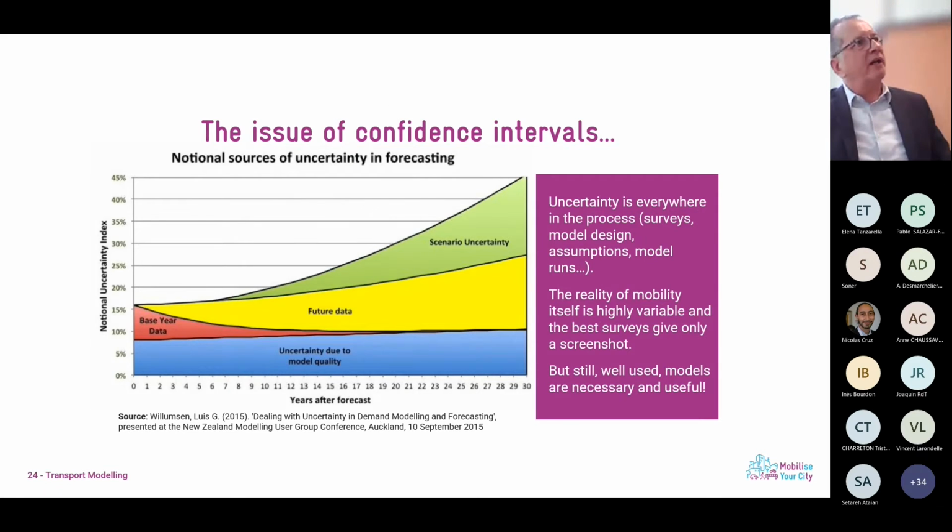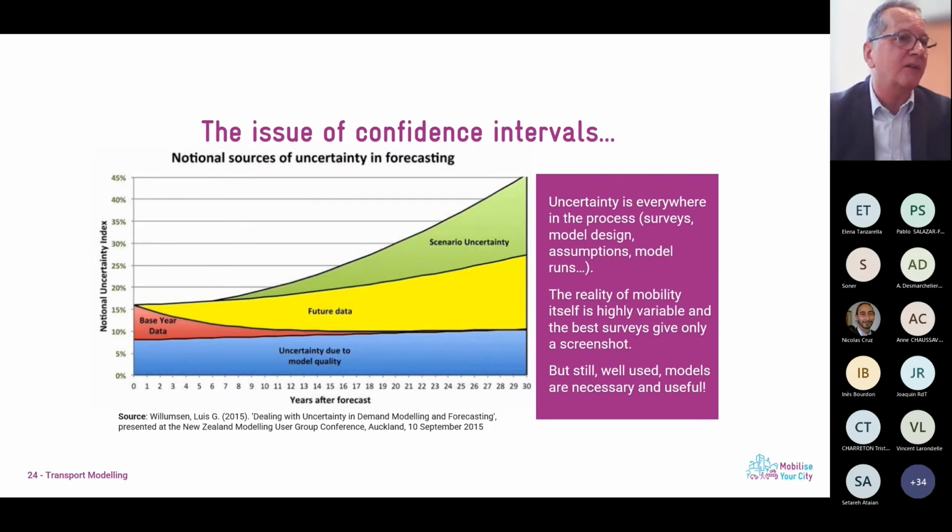Sometimes we are questioned about the confidence interval of our modeling results. And if we answer honestly, the confidence interval is huge and the uncertainty is huge. And if we show that, probably the people funding the models will say, okay, no, we don't pay anymore for the model. But still, well-used models are necessary and useful. But actually, uncertainty is everywhere in the process.